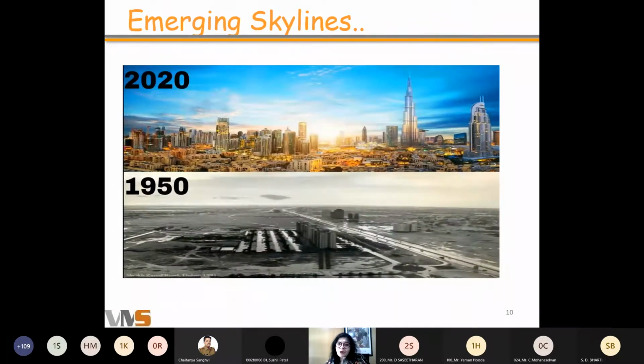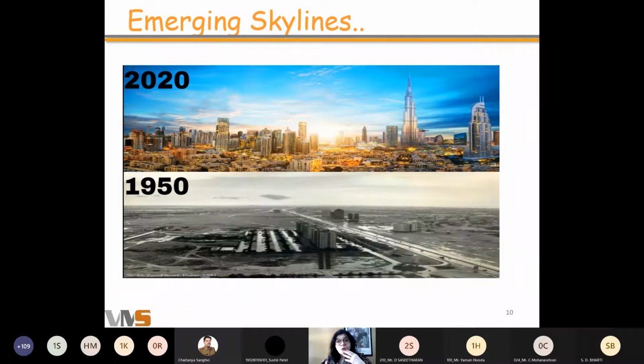This is a picture of Dubai in 1950, and you can see the Burj Khalifa over there. So this is Dubai. It was really a desert, a wasteland, and in 70 years, this is what has happened. But what is going to really interest you is the next slide I'm going to show. Both the pictures, I live in a tall building. I live in a building which is about 35 stories.